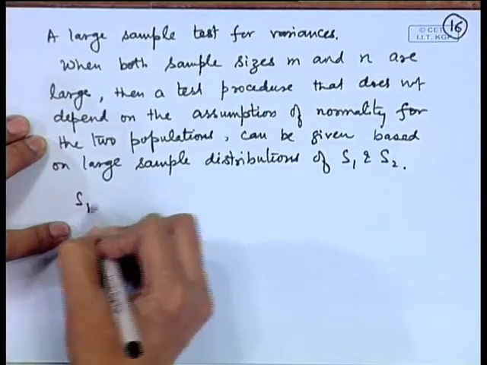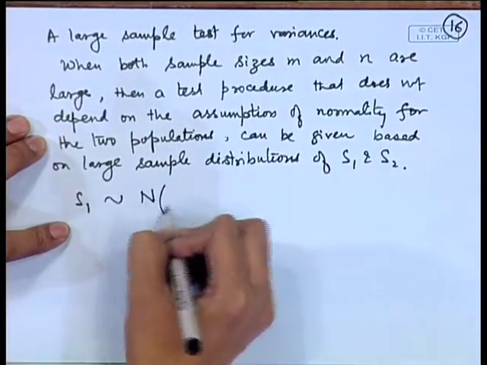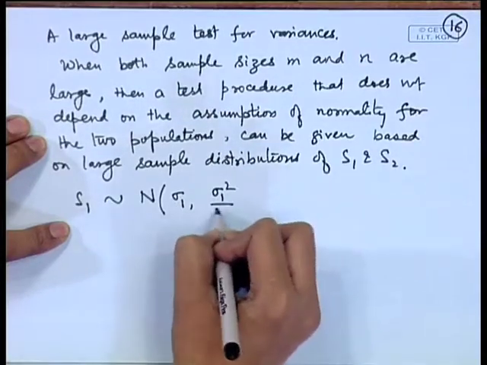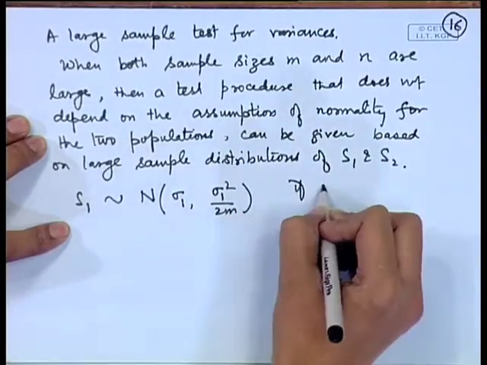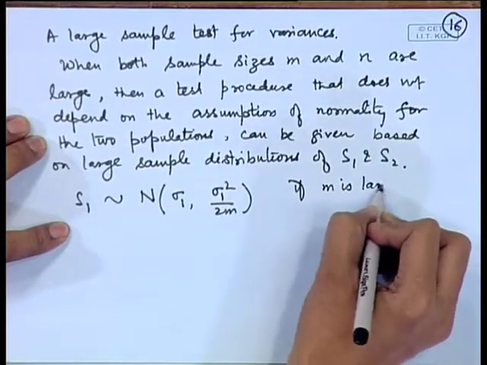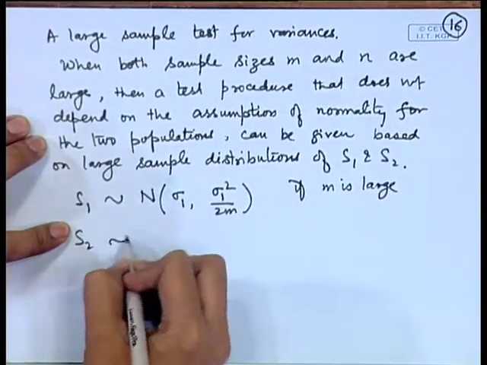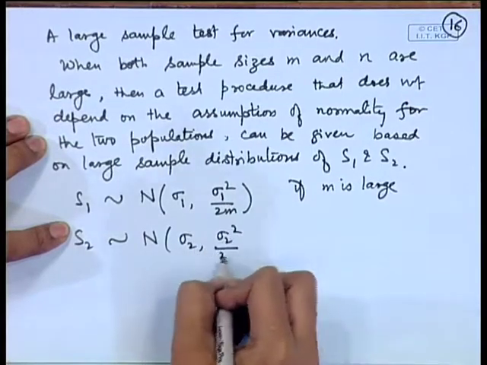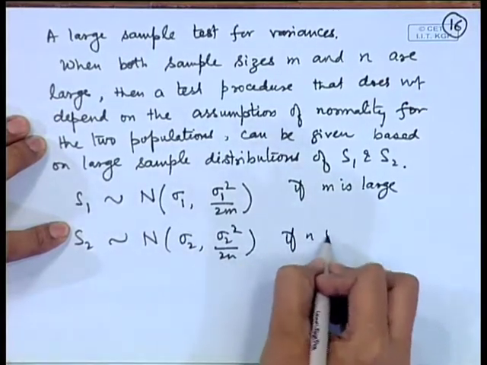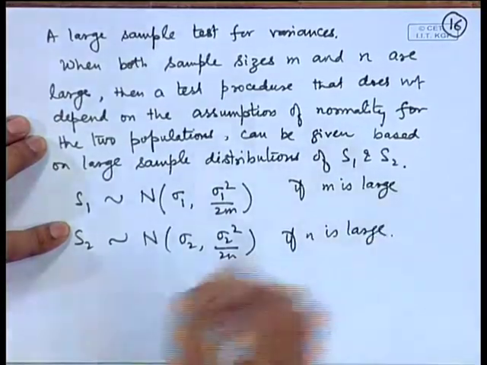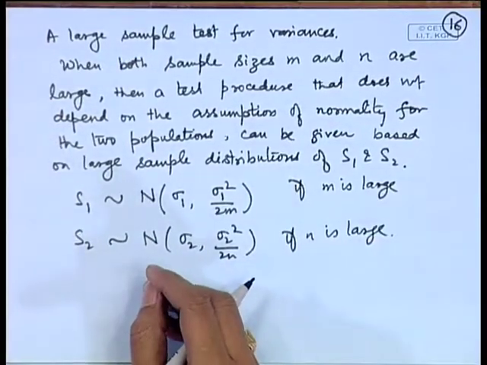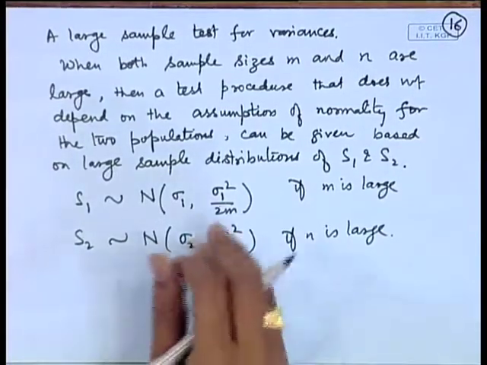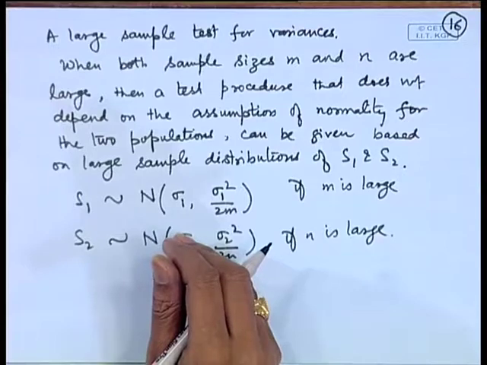So, we can say that S 1 follows normal distribution with mean sigma 1 and variance sigma 1 square by 2m if m is large, and S 2 follows normal with mean sigma 2 and variance sigma 2 square by 2n if n is large. And once again we can utilize the fact that S 1 and S 2 are independently distributed.